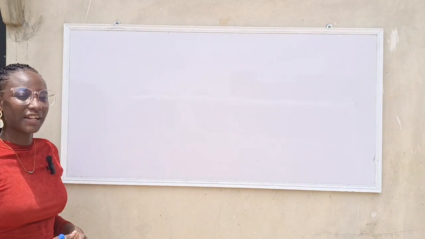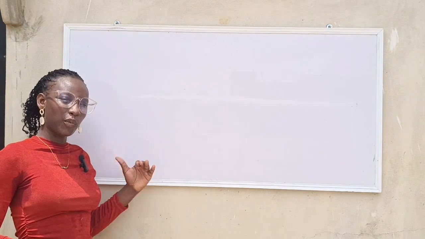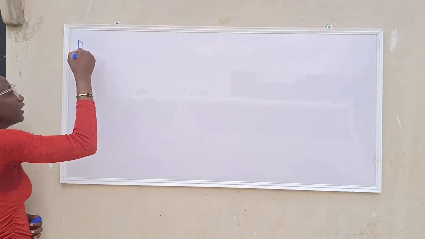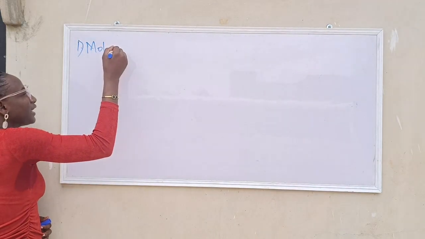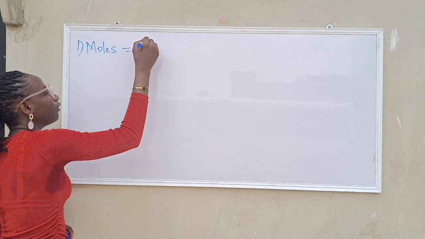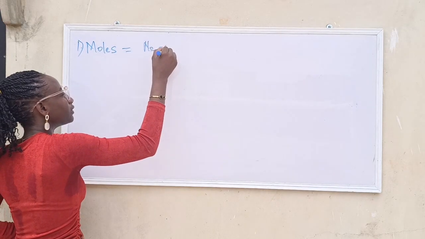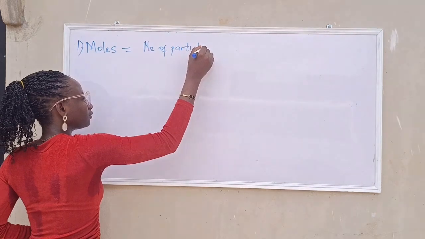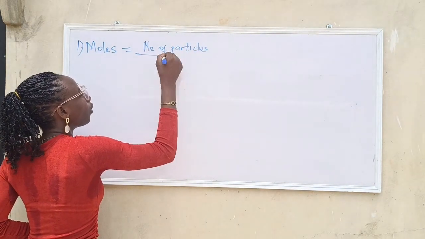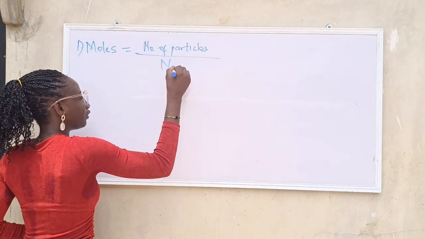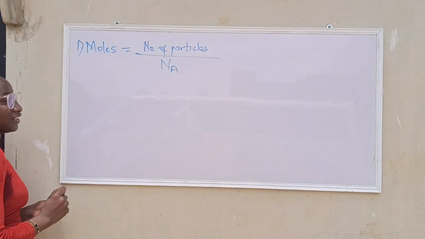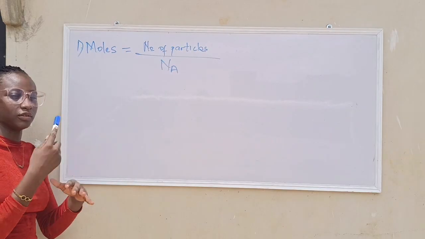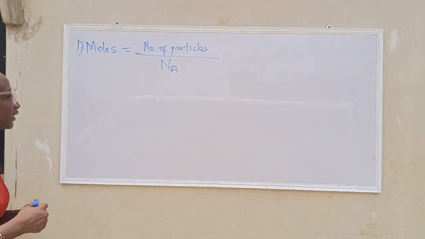Okay, so now I'll take you through different ways to get our number of moles. The first one is what we have established in the beginning, which is moles is equal to number of particles, which I'm going to represent as N, over Na, which is the Avogadro's number. Remember I told you that number of particles is equal to moles times Avogadro's number. So just making this the subject of the formula, we get this.